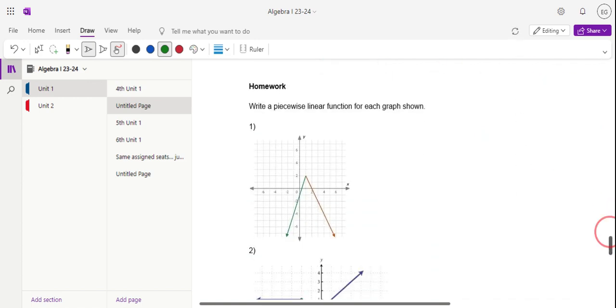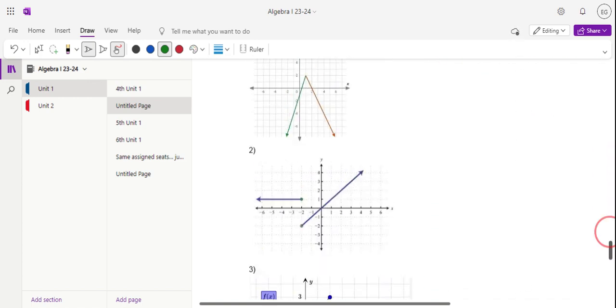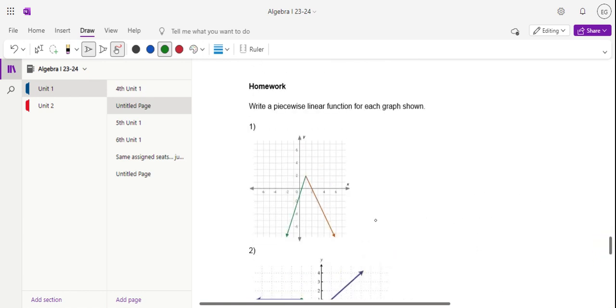Okay, what you are going to do now is the 3 homework problems that are on here. See if you can write these functions.